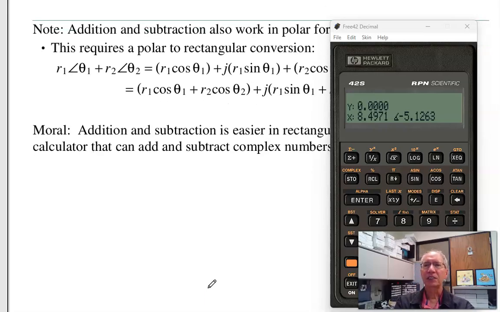So again, addition and subtraction also work in polar form. If you had to do it by hand, I would convert to rectangular form, add the real part, add the complex part. I wouldn't do it by hand. Use your calculator. Get a calculator that can add, subtract, and, coming up soon, multiply and divide complex numbers. It'll make your life a whole lot better. MATLAB, of course, will do all that just fine as well.